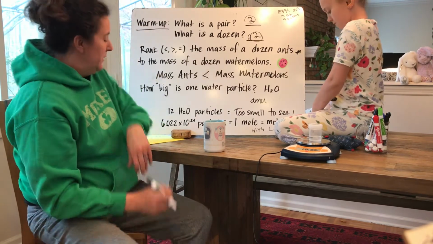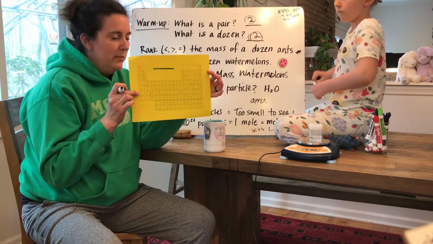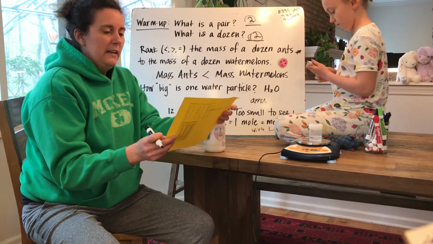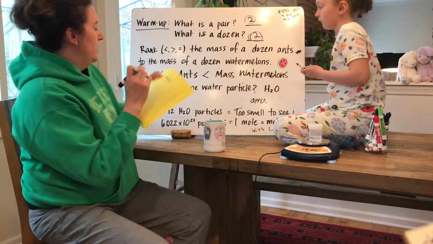And so when we first determined the mass of different particles, we used the periodic table. And in the formula H2O, we know that there are 2 hydrogen particles.